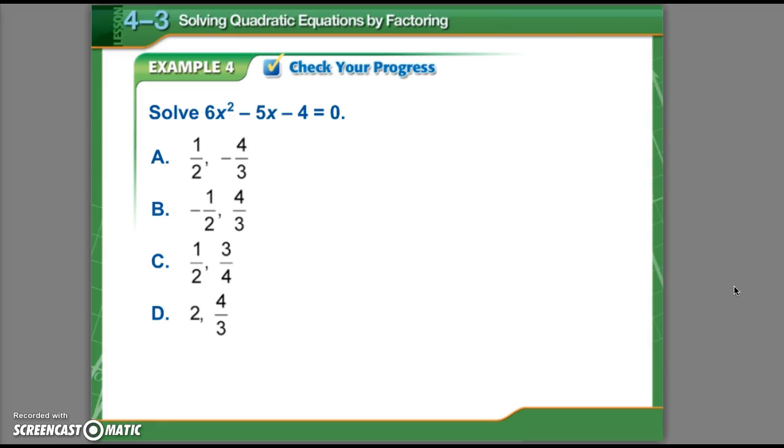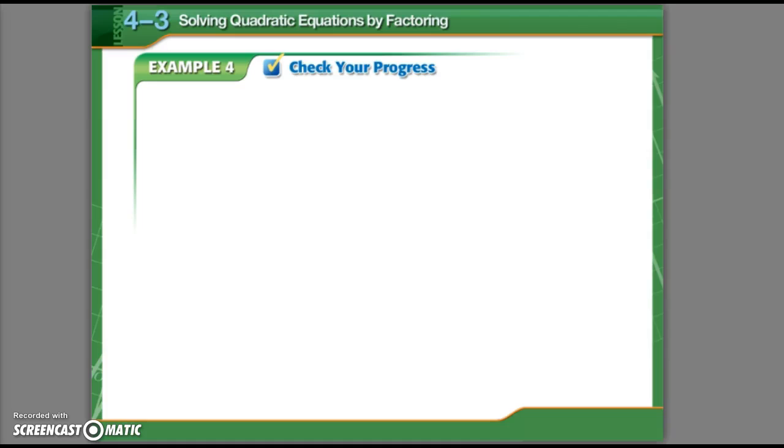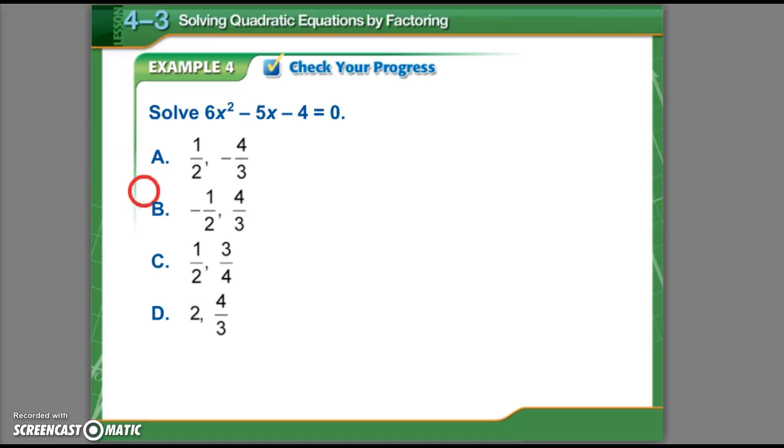Okay, here's a problem for you guys to check on your own. Pause the video. Remember, you need to find the product of A times C. List all the factors that give you that number, and then once you find the sum of one of the pairs that gives you your b value, those are the two numbers you're going to split -5x up into. So pause the video, solve the problem, and come back when you're ready to advance to the next slide and see the answer. So our answer here is B. The x values are -1/2 and 4/3.